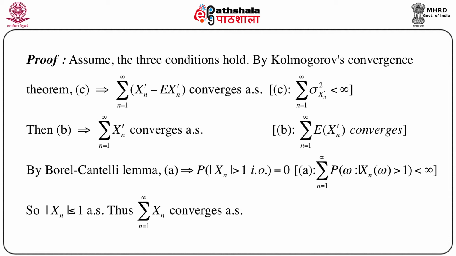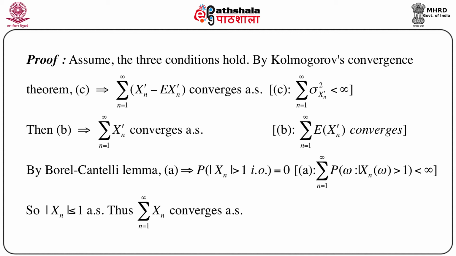Now, if we recall condition A and apply the Borel-Cantelli lemma, it says that the probability that modulus of Xn is greater than 1 occurs infinitely often equals 0. So, naturally, modulus of Xn is less than or equal to 1 almost surely, and hence the summation of Xn, n equals 1 to infinity, converges almost surely. So, this part is very easy, quite trivial, just by applying Kolmogorov's convergence theorem, the Borel-Cantelli lemma and some other concepts here.